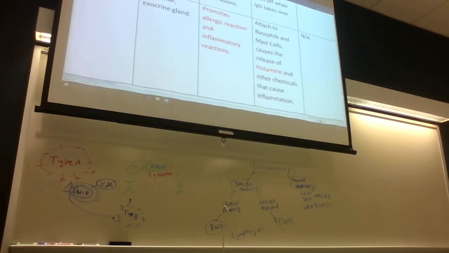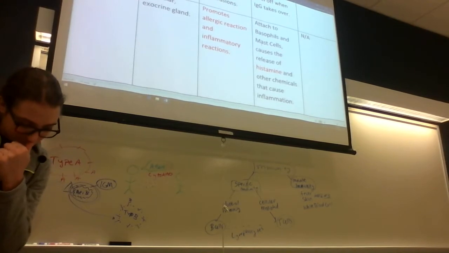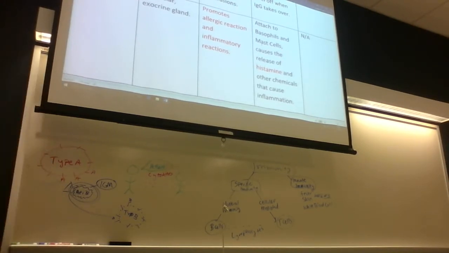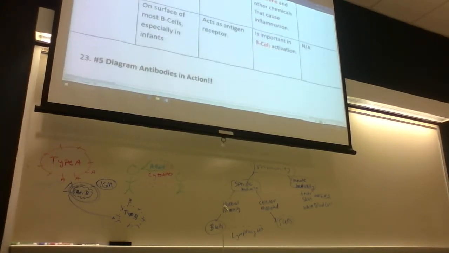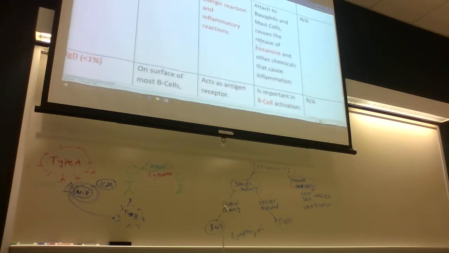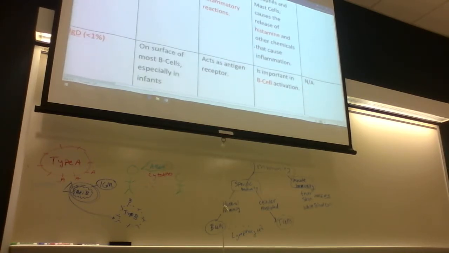And then we have the last one, IgD. IgD is on the surface of most B cells, especially in infants. So your B cells, you know, you have T cells and B cells, the lymphocytes. Most B cells have IgD antibodies on the surface, and these act as antigen receptors, and it's important for B cell activation.